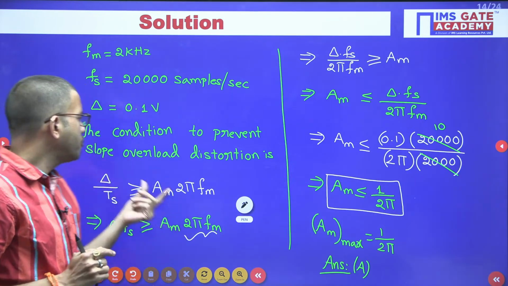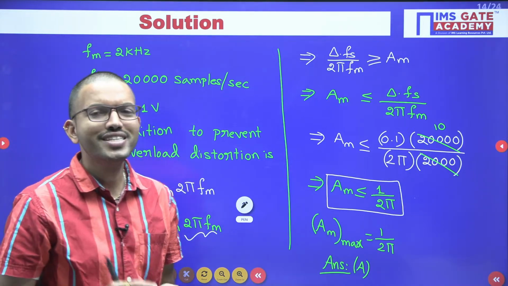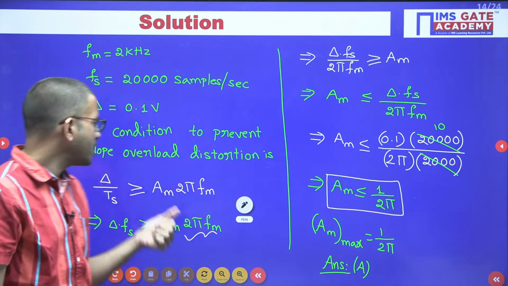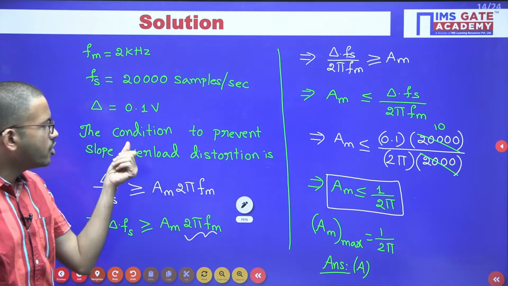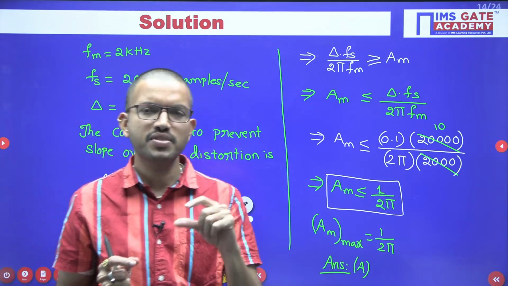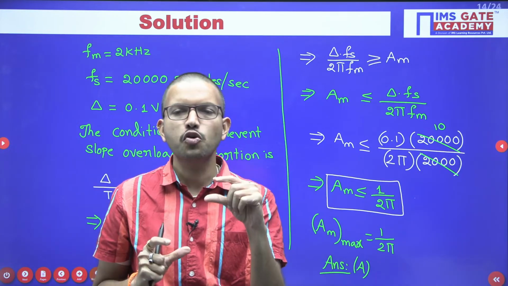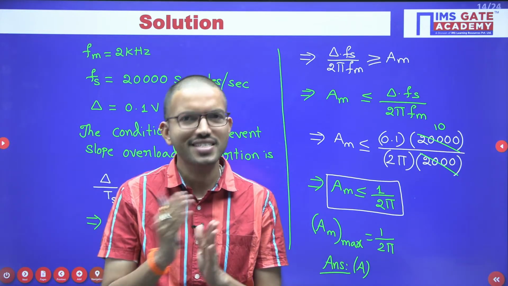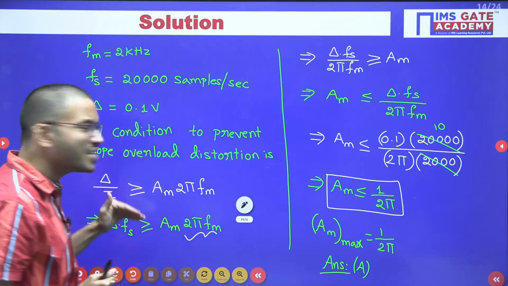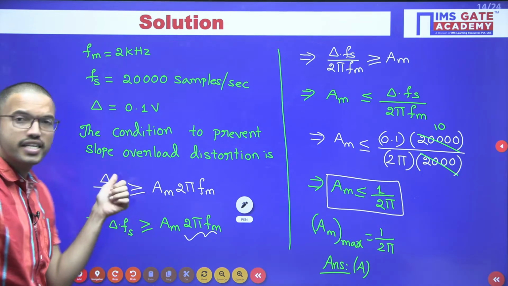If you remember the concept of slope overload distortion, you can use it to avoid confusion. Slope overload distortion actually occurs because you are considering a very small step size. Suppose you require a step size this much, but you are considering only a small step size. Because of that, it is occurring. If you want to overcome that problem, you have to increase the step size. That is the reason here we have to consider the relation greater than or equal to.